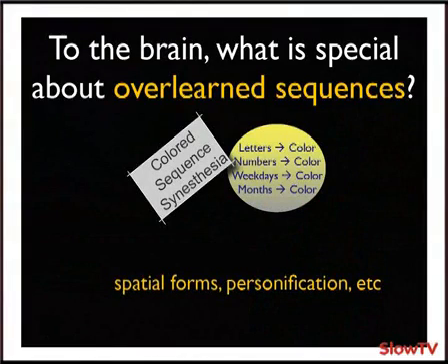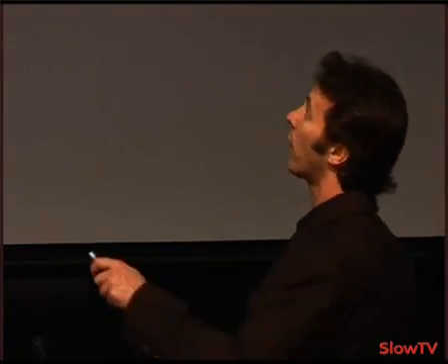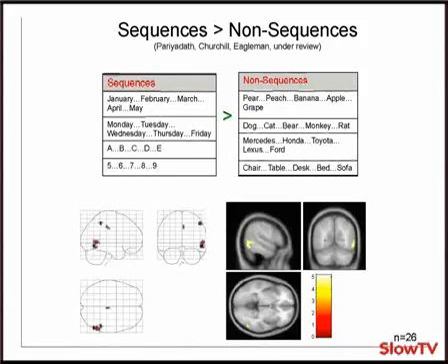I just want to give a flavor, for those of you who are in neuroscience, or for those of you who aren't, of how we go about looking at the neural basis of this with neuroimaging. The question I wanted to ask, once we discovered that it's all about these overlearned sequences, is whether there is something in the brain that's special about that. It's not only colors that get triggered: overlearned sequences can trigger spatial forms, where you have February, March, April, and so on, and personification, where they trigger personalities and genders. So there seems to be something very special about overlearned ordinal sequences. So we used neuroimaging to look for that.